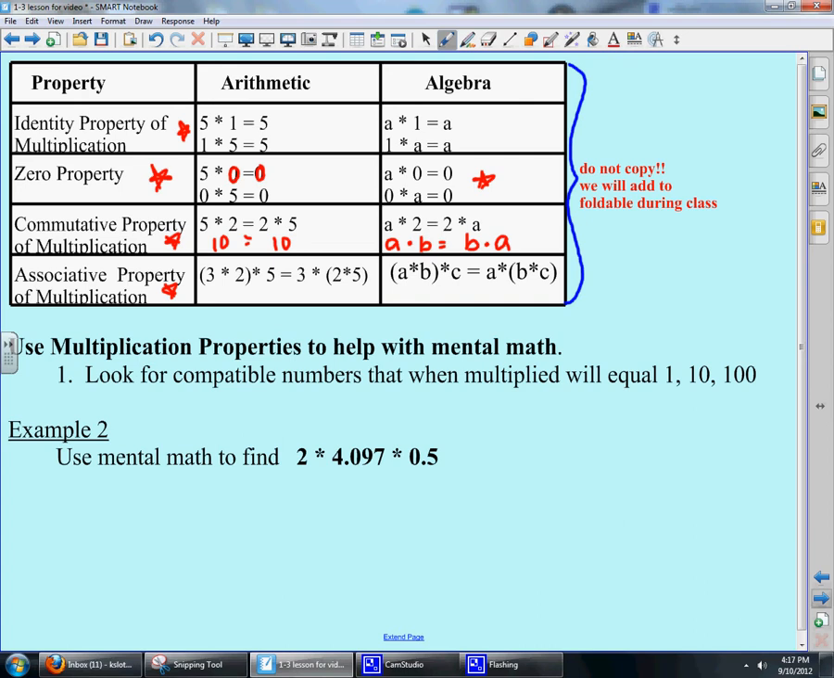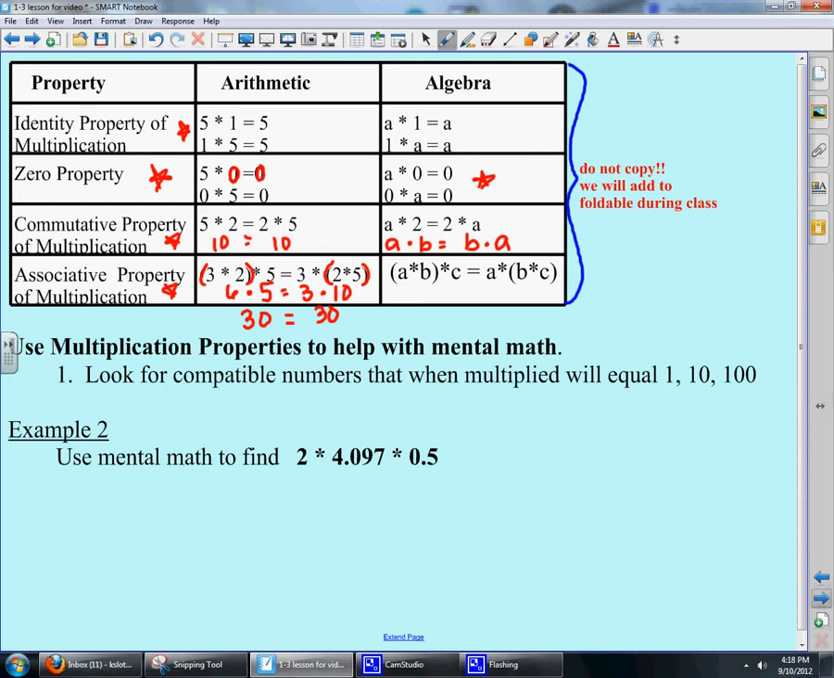It's just how you group the numbers. So here we group 2 times 3 first, which is 6, and then 6 times 5, which is 30. But over here, we group 2 times 5 first, so we have 3 times 10, and 3 times 10 is 30, and those are equal to each other. So as you can see, it doesn't matter how you group the numbers, you're going to get the same answer.